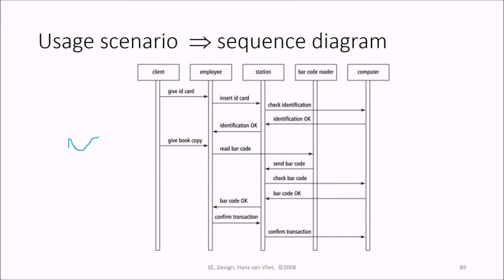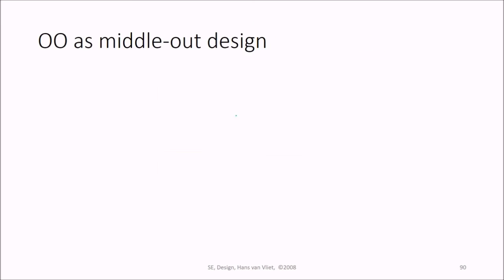This is the usage scenario, the sequence diagram. First, a client will come and give the ID card. He will insert the ID card into the station, and the checking of identification will be done by the computer. The identification is okay. The book copy is given. So all these things show the sequence diagram.